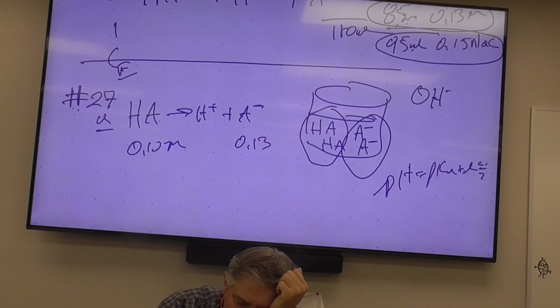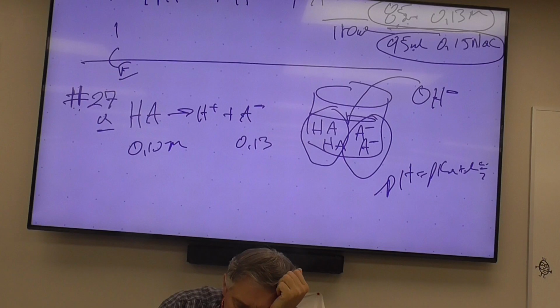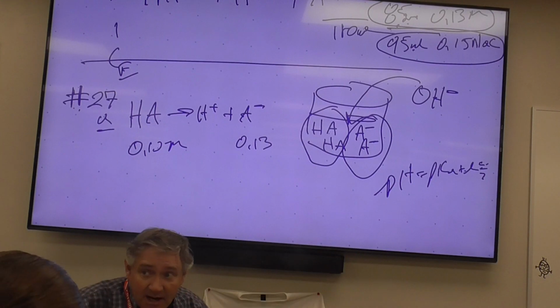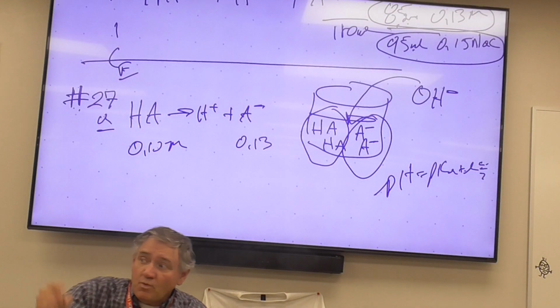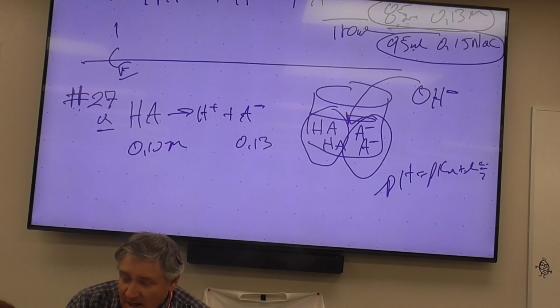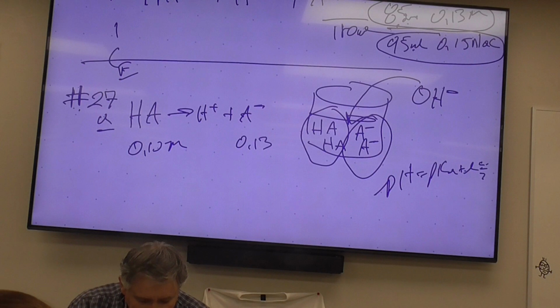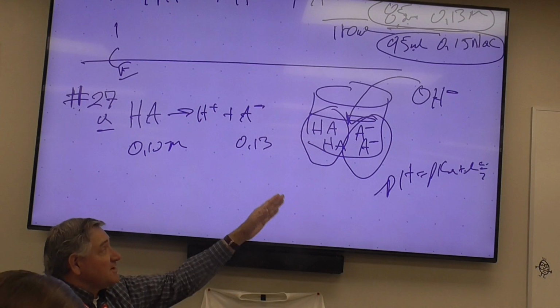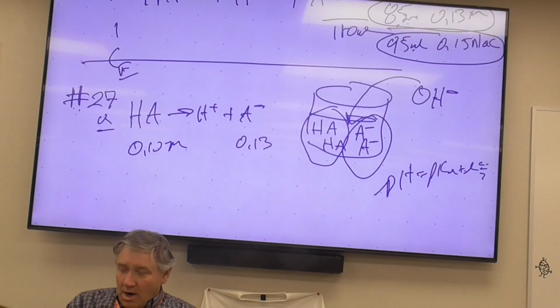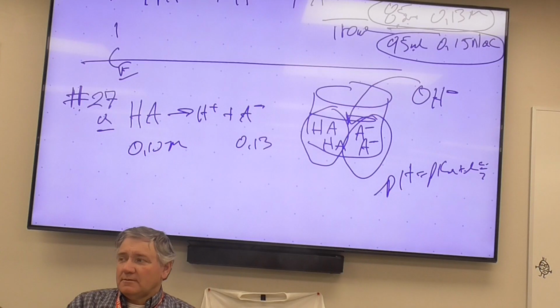When you add that hydroxide into this solution that has a lot of acid and a lot of the anions, which one is it going to react with? Graham? What's the hydroxide going to react with? The acid or the anion? The acid. Why? Because the anion is negatively charged and it wants an H from the acid.